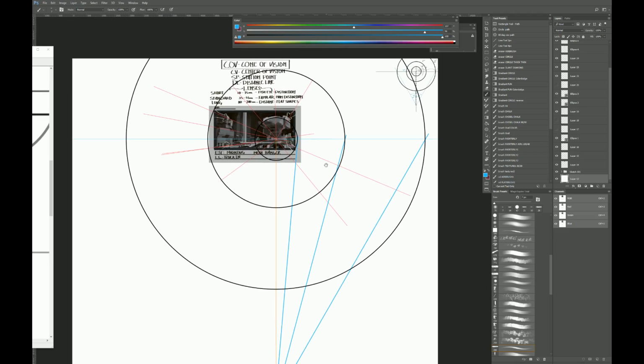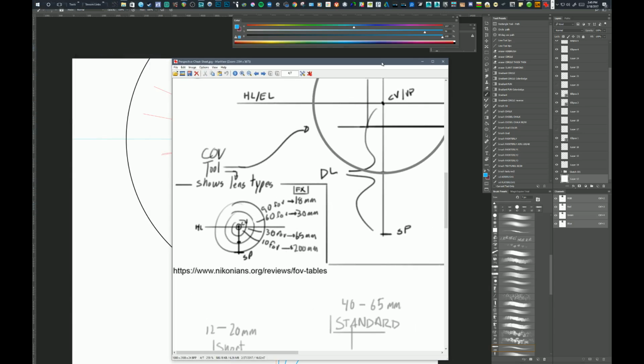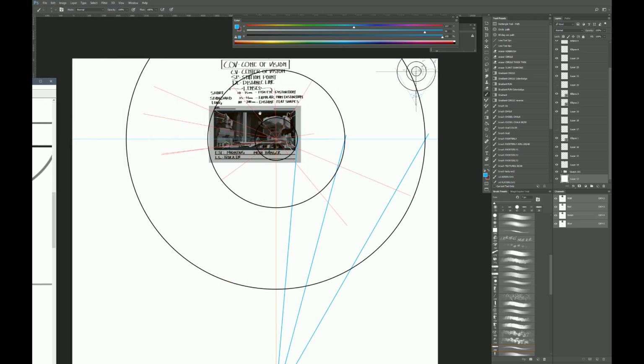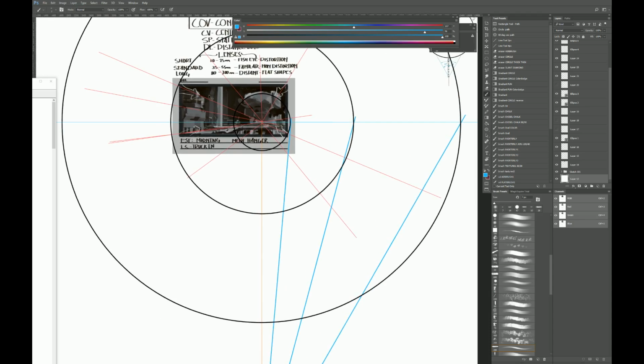But essentially, what I've been talking about today is all about lenses. It's all about cone of vision and how they relate to lenses, and how to actually specify which lens you're using based on your linear construct, based on the center of vision, the station point, and the distance line, and how they create a cone of vision that will give you either a standard, a short, or a long lens.